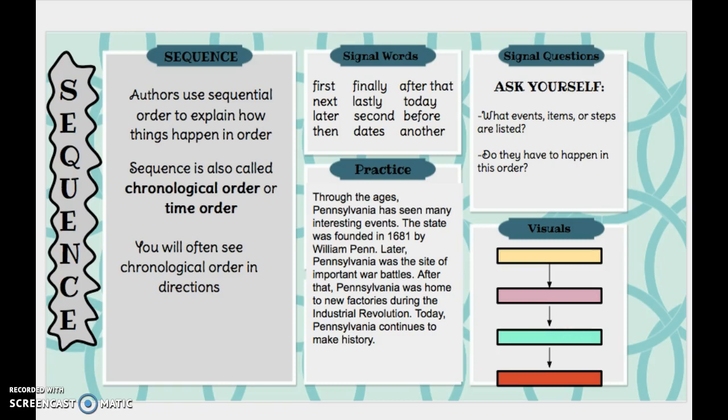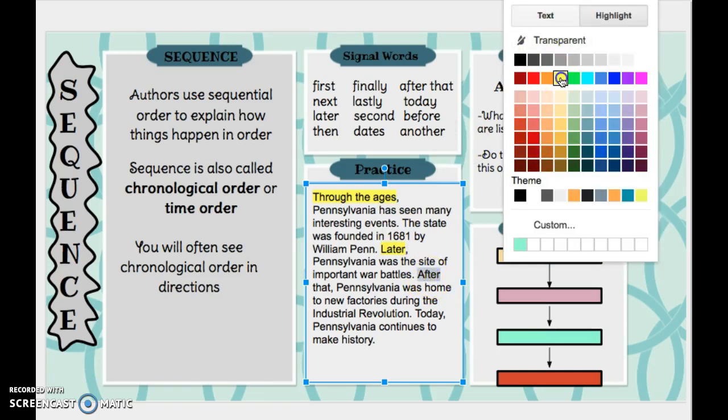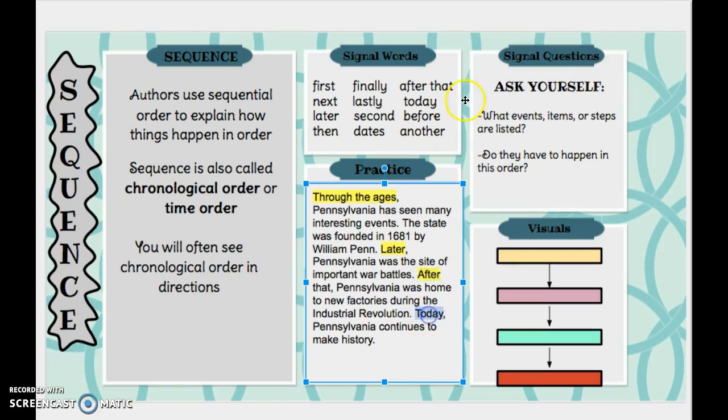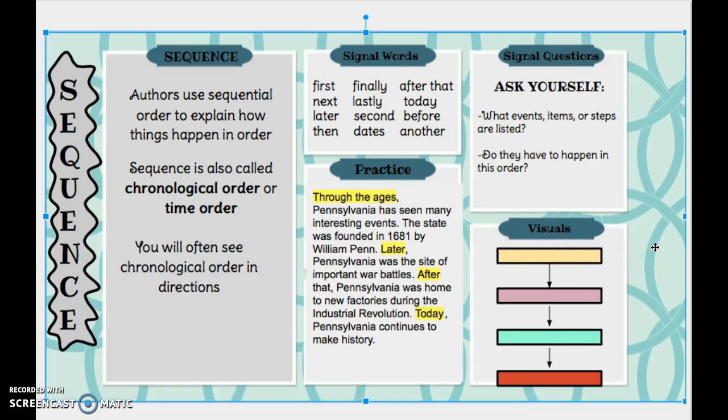So as I'm looking at this, I want to make sure I pick up on any kind of keyword. So even though this wasn't one that was listed, through the ages, that's also going to be a pretty good indication that this is going in chronological order, going in sequence. Another one is going to be later. That's a transition word, and that's going to give it away as a clue. After is another transition word. And then even the word today. So those are going to be all of my signal words, all of my clues. So make sure you have this down in your set of notes, and then we will continue on to the very last type.